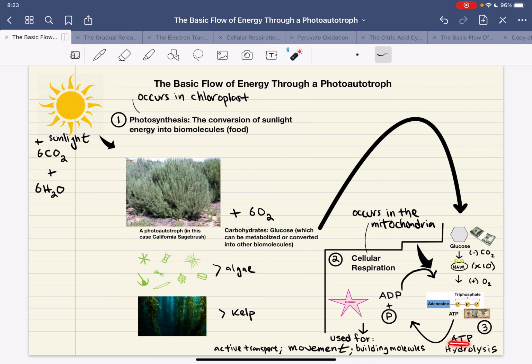Okay? So that's the basic flow of energy through a photoautotroph. In this video and the next video, we're going to focus on this step right here. How is a plant able to convert visible light, which we can see with our naked eyes, into food? So how does that work?